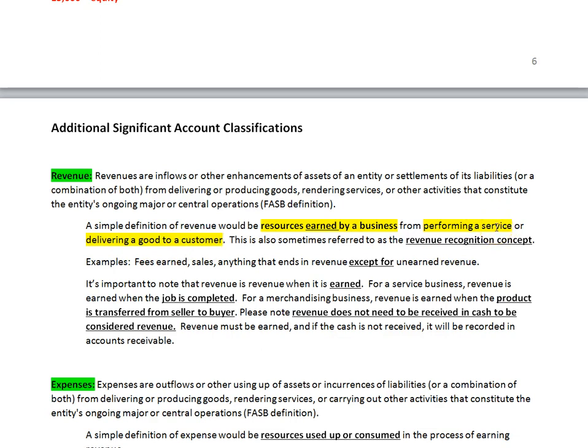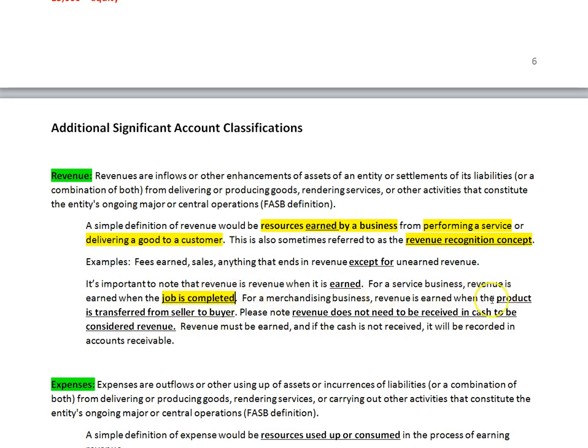This is called the revenue recognition concept. Very important here. A lot of students, when they come in, think that the money has to be received in cash. So we have to complete a service and receive the cash for it to be revenue, but that's not true. The definition just says it has to be earned. We do not need to receive the cash for it to be earned. What we need to do to earn it is complete the job. Once the job is completed, we've earned the revenue. We can recognize it as revenue.